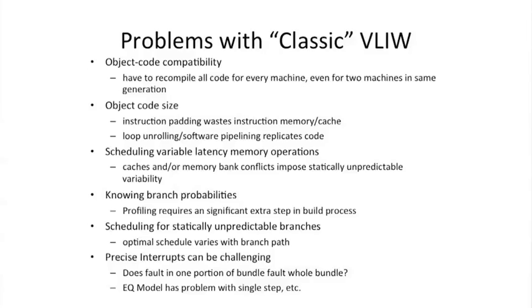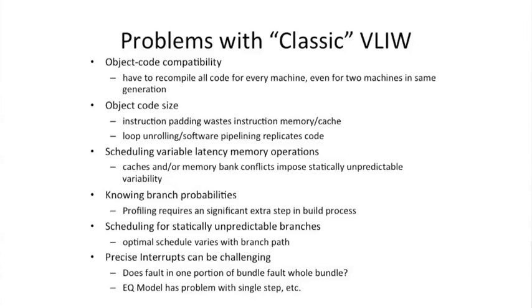Scheduling for statically unpredictable branches gets very hard. There are some techniques to solve this. There is something called predication, which we'll talk about in a few slides, that helps to solve this. So you can add things back into your VLIW architecture to deal with short branches that are very hard to predict, or data-dependent branches.